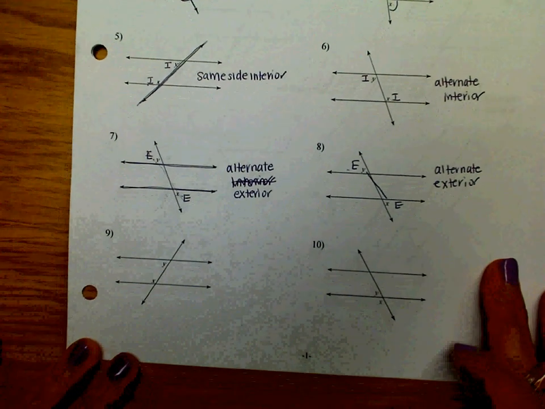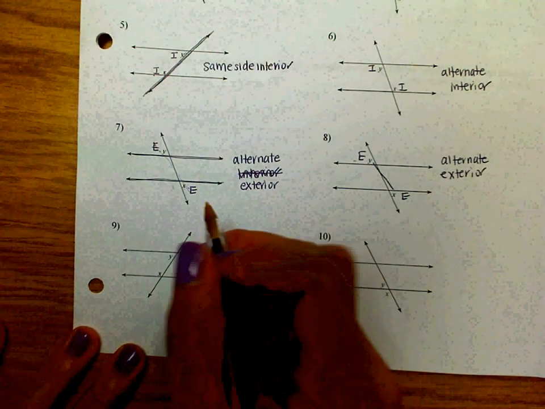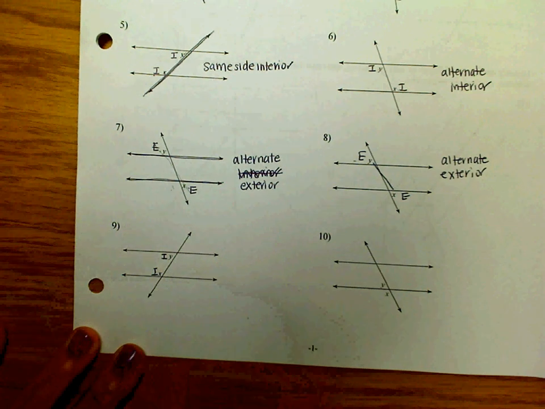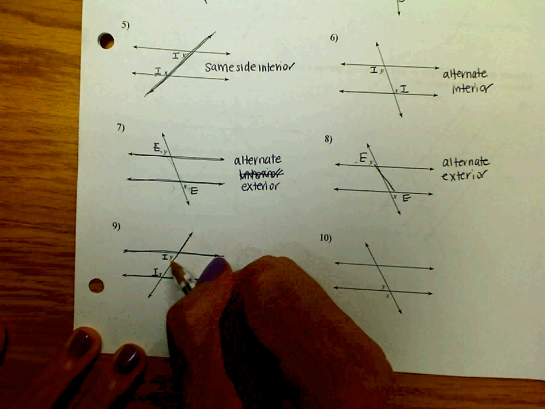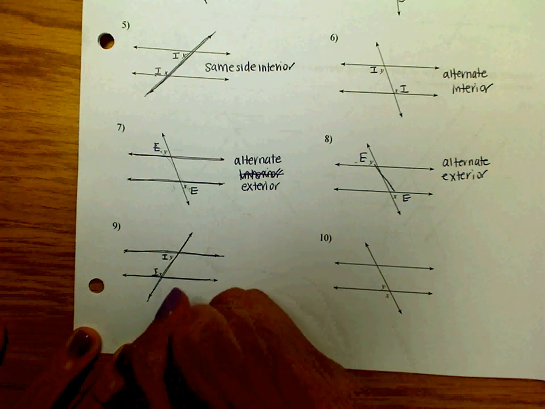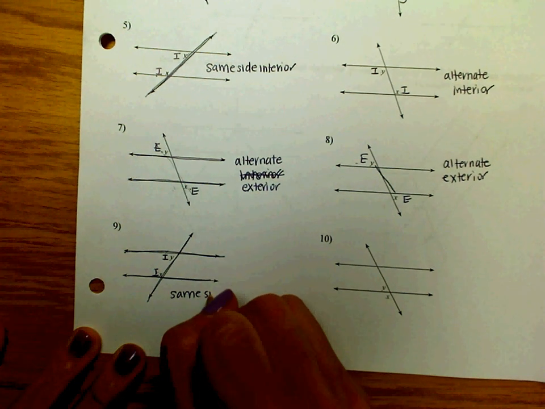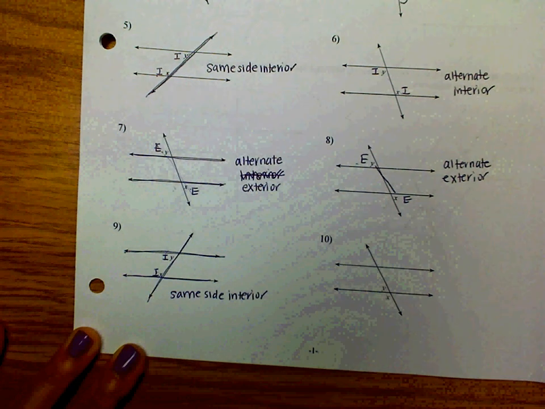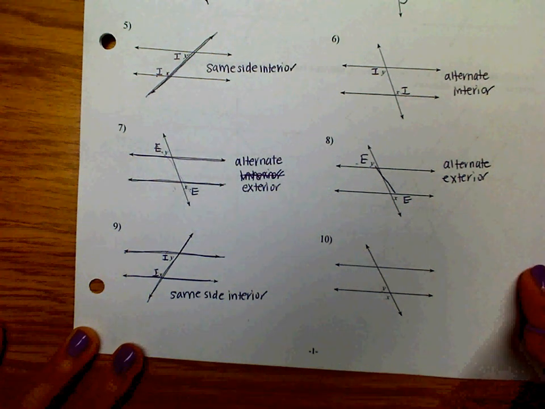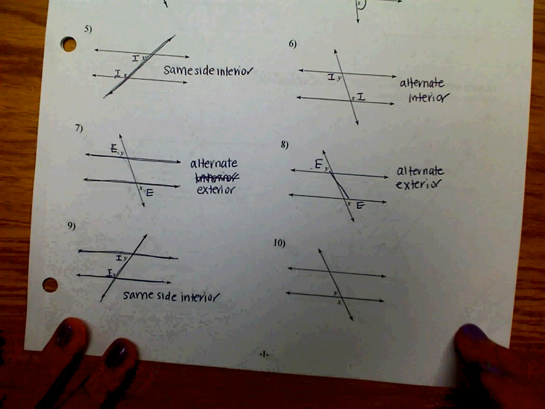All right. Number 9. So these are interior and interior because they're between the parallel lines, and they didn't cross over the transversal. So this has to be same side interior. Oh, that ended up being the same as 5. I didn't notice that. Interesting.